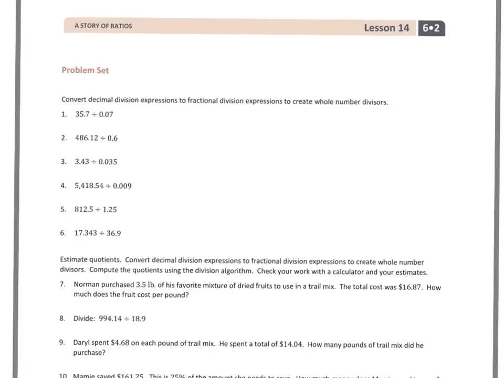So the first thing I want to do is write this as a fraction, because remember, division problems can be written as fractions. So 35 and 7/10 divided by 7/100. In order for me to get that divisor into a whole number, I see that I have tenths, hundredths. So I have to multiply this bottom number by 100. What that'll do is turn it into a 7.